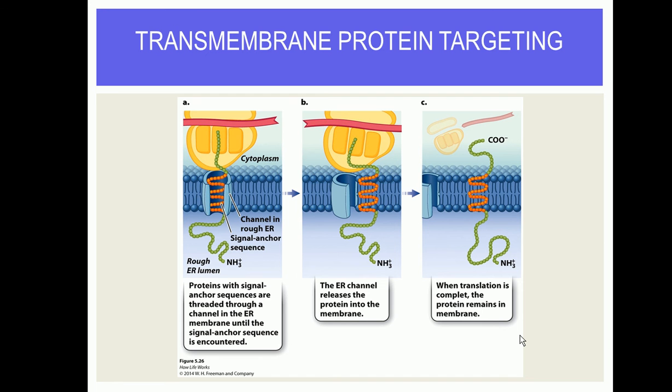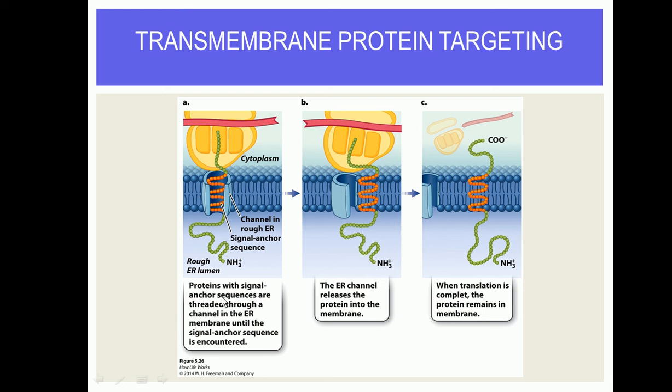Now, as you know, some of the proteins get embedded in the membrane, and those proteins are called transmembrane proteins. So how does that take place? Let's see that. So this is your ribosome, and this is the ER. Let's see how that takes place.